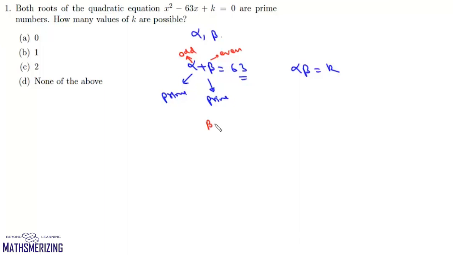So that means the value of beta is 2. If the value of beta is 2, then the value of alpha is 61. In that case, we'll have the value of k as 61 times 2, and it'll be 122. So the number of values of k which are possible is simply 1, and that's your option B.